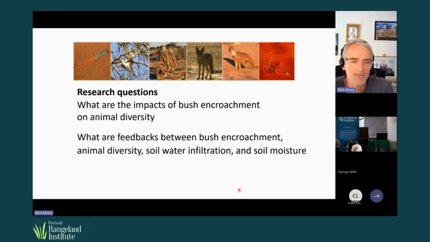The research questions that we were aiming at were first to set a baseline. What are the impacts actually of bush encroachment on animal diversity of different taxonomic groups, starting from insects, many different arthropods, small mammals, medium-sized mammals, carnivores, and reptiles.